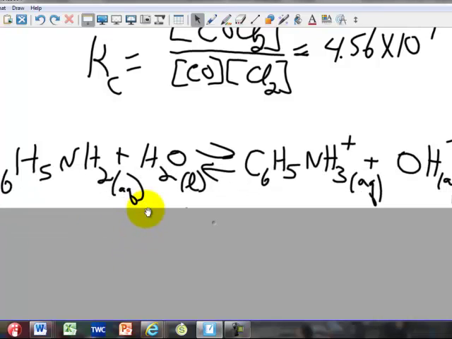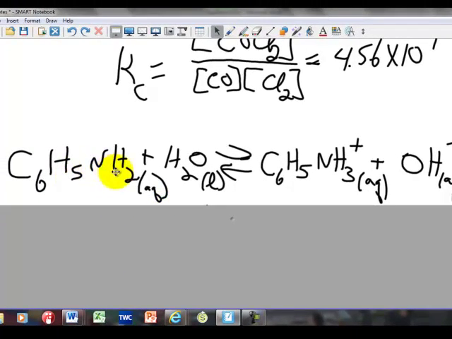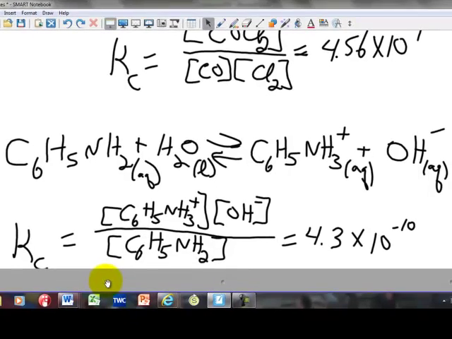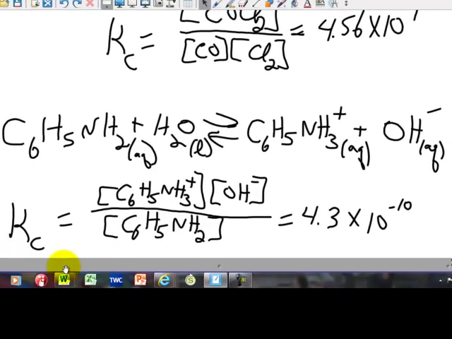let's think about this equation. C6H5NH2 aqueous plus liquid water is in equilibrium with C6H5NH3 plus, also aqueous, plus OH minus aqueous. When we think about the K for that, this is what we're going to get. That Kc equals C6H5NH3 plus times OH minus, concentrations obviously, over the concentration of C6H5NH2. And that happens to equal 4.3 times 10 to the negative 10th.